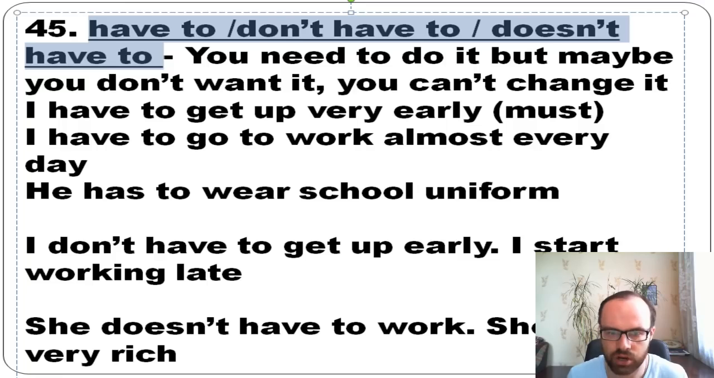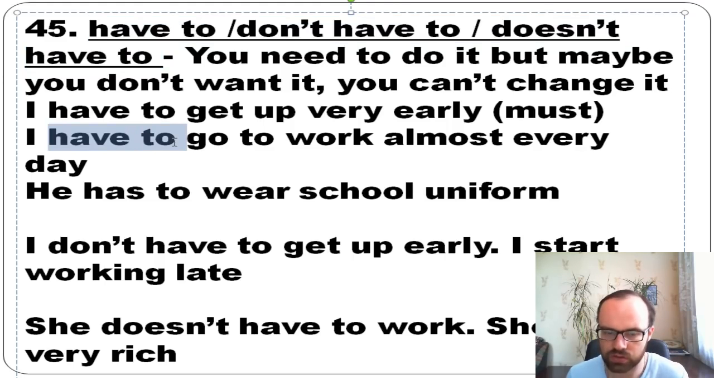Look, I have to get up very early. So you must do it, but maybe you don't want to get up very early, but you must do it because of something. So I have to go to work almost every day. Maybe you don't want to go to work, but you have no choice, and you do it. So use have to. He has to wear school uniform. So, maybe he doesn't want it, but he has no choice. He must do it.